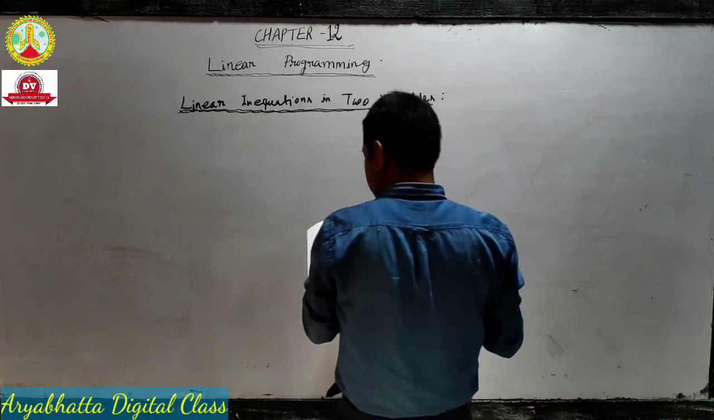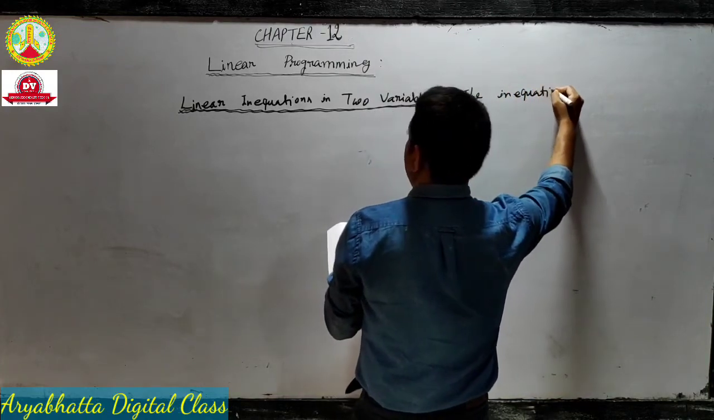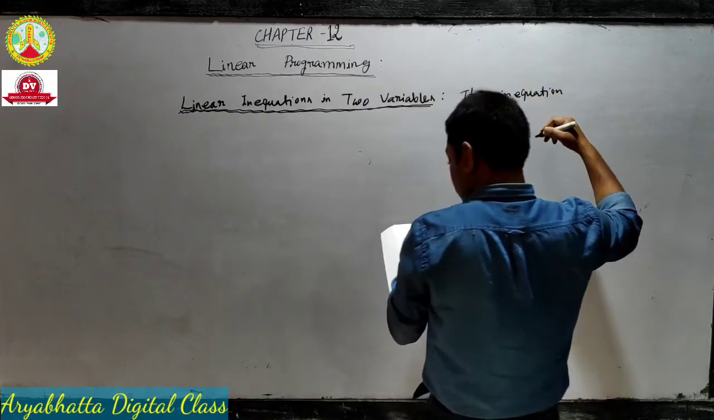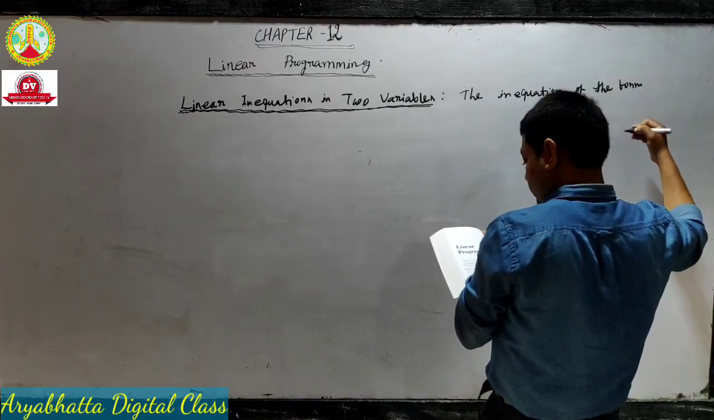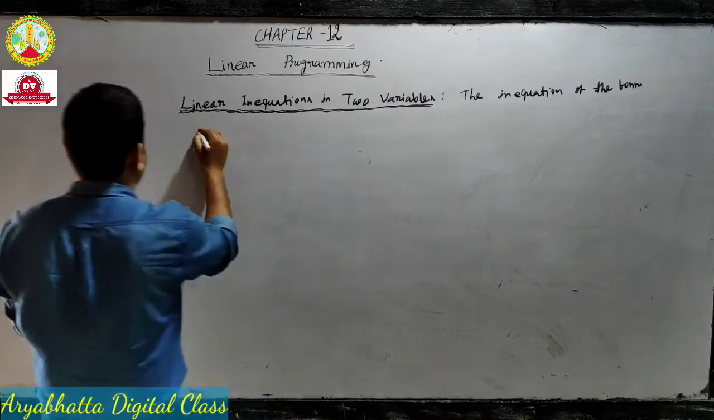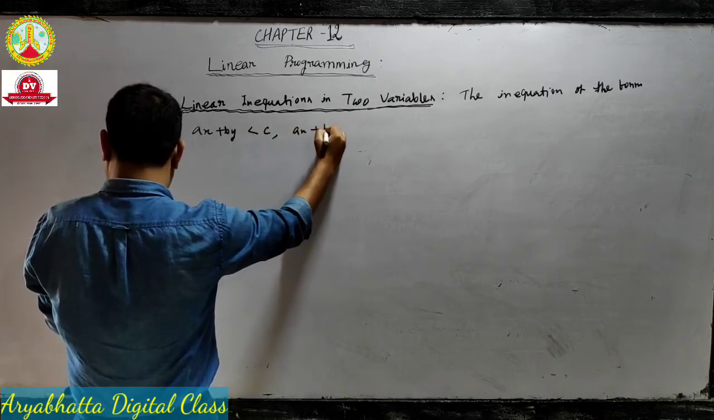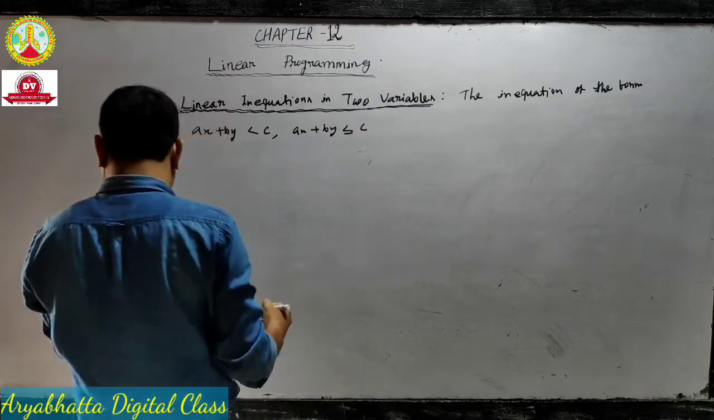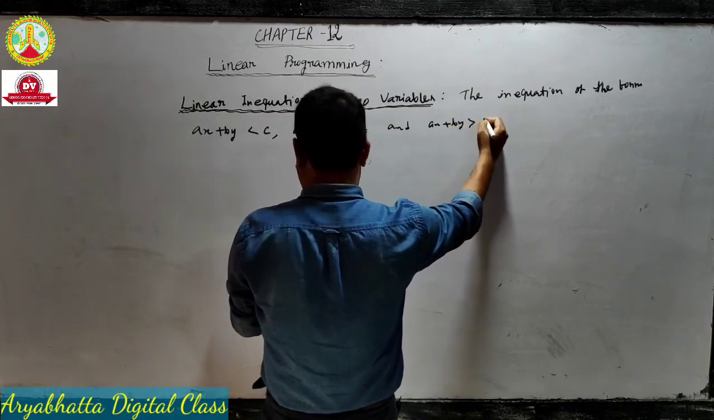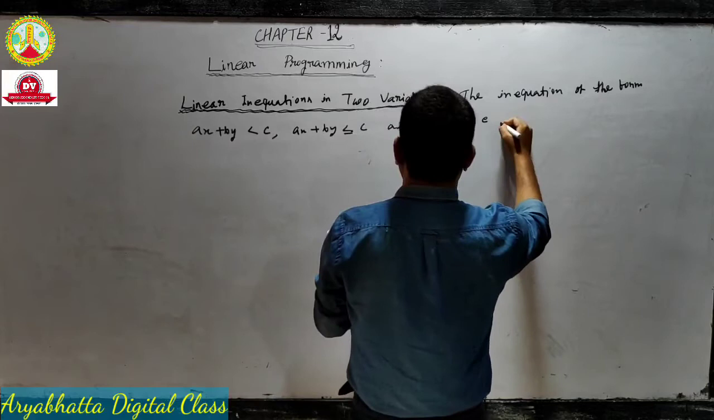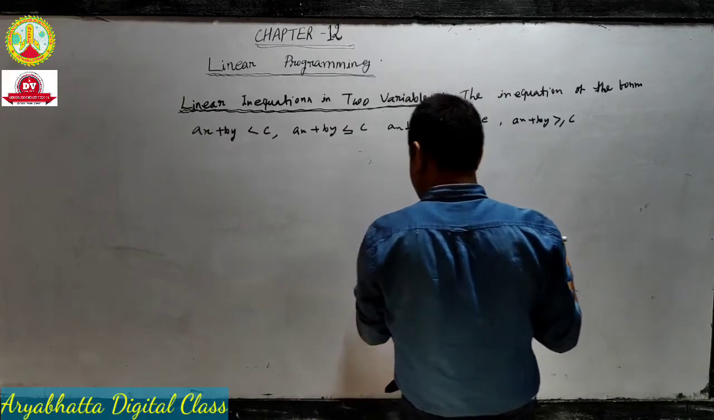Remember, the inequations of the form ax plus by less than c, ax plus by less than or equal to c, and ax plus by greater than c, ax plus by greater than or equal to c are called linear inequations in two variables.